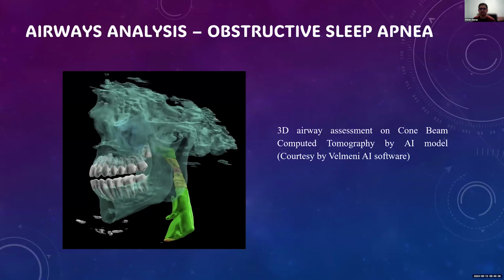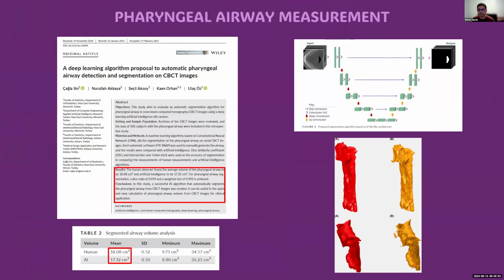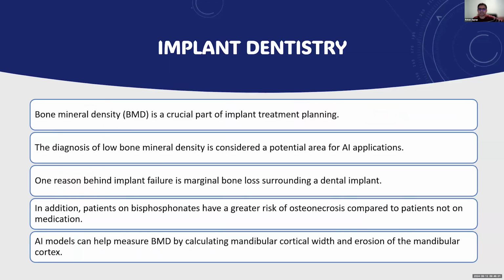This is another good paper. Airway analysis by this company, Evelmini, came out really good. So you can see whether the patient has sleep apnea or not. So that's another very good application of AI helping with airway analysis. This is a good paper on automatic pharyngeal airway detection. And you can see the image of the red and yellow airway analysis.